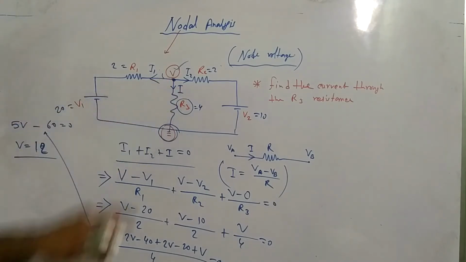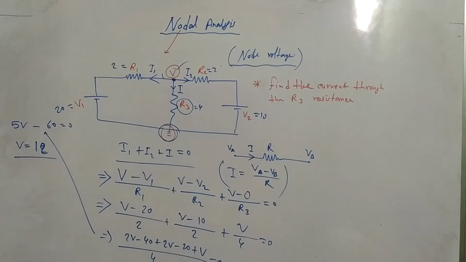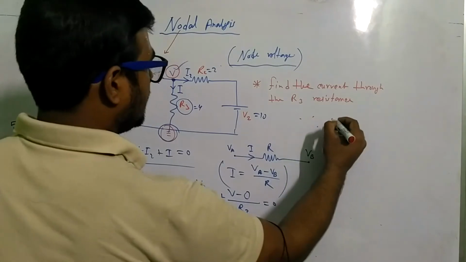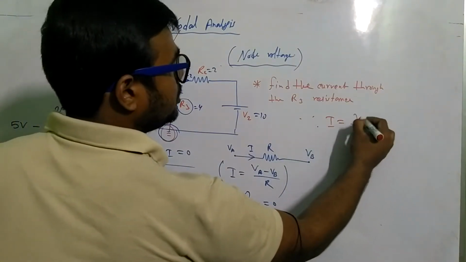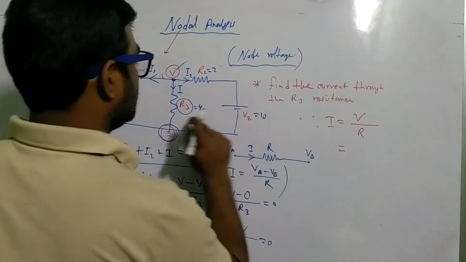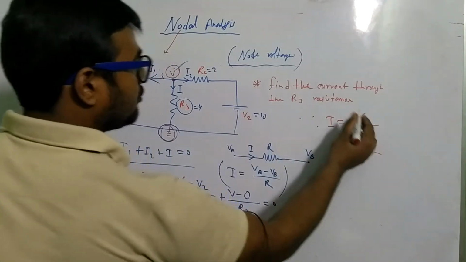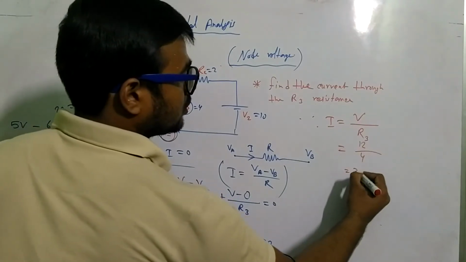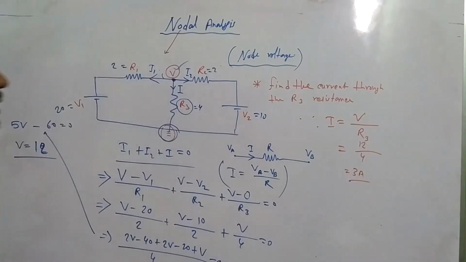So this is a node voltage. Node voltage means the voltage from the node point to ground. So what is the meaning of node voltage? Node point to ground voltage. That means I equals V by R. Here R means R3, and V means the node voltage, 12 by 4. The answer is 3 ampere.